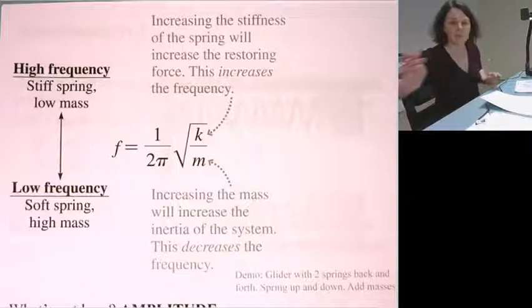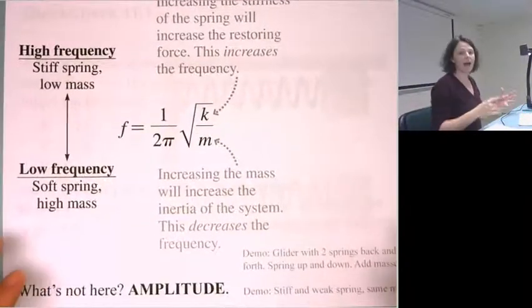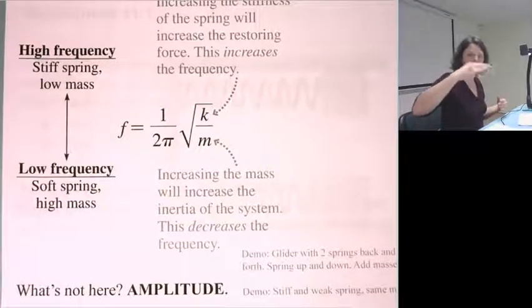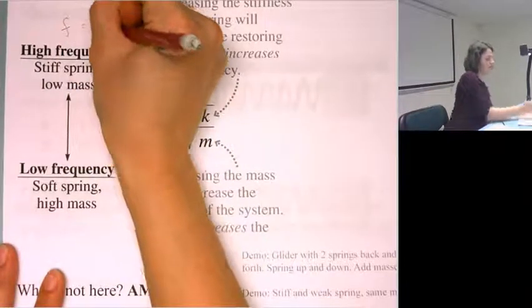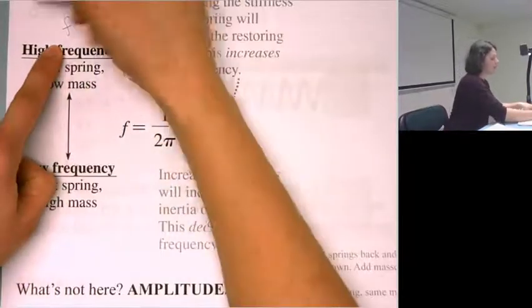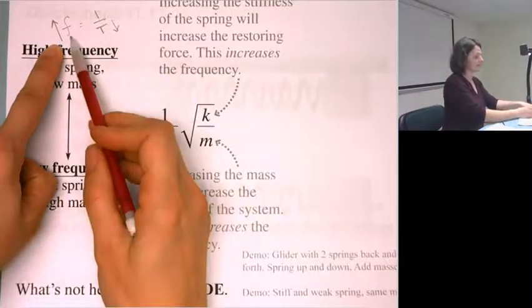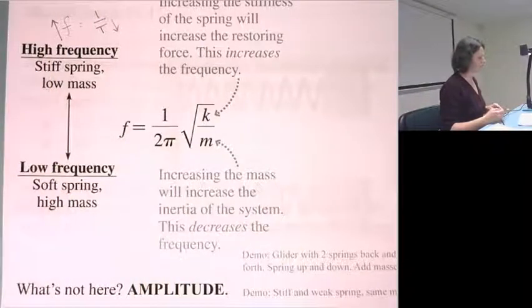So let's talk about the energy of springs a little bit more quantitatively. High frequency is something that bounces up and down very quickly, like this. There's my formula for frequency. A big frequency must be a small period. So as f gets bigger, period goes down. Take just a second to think about this.